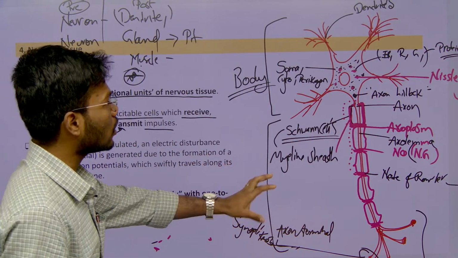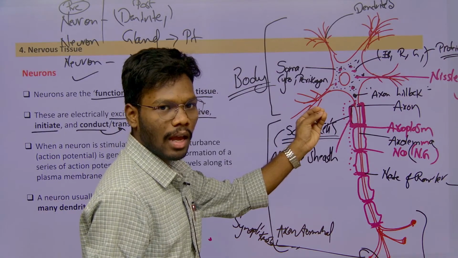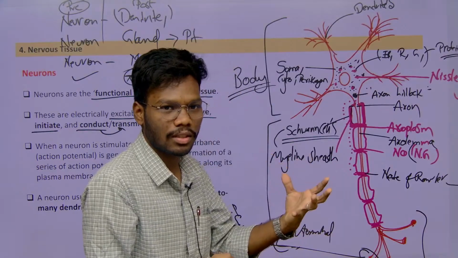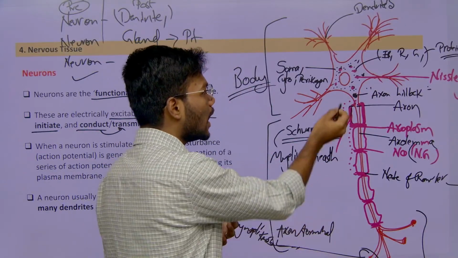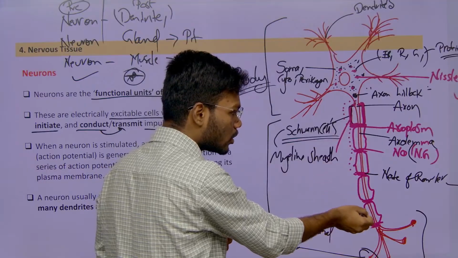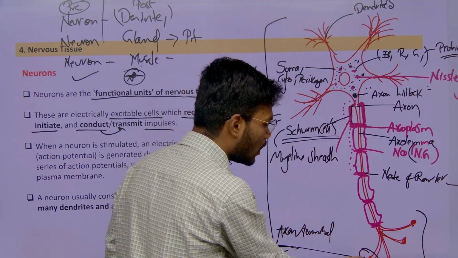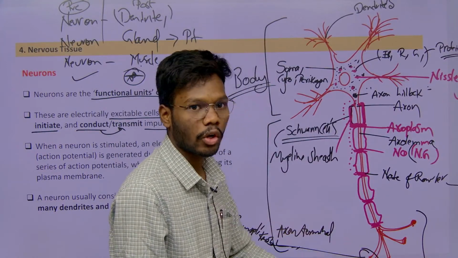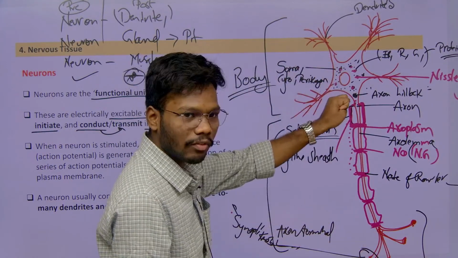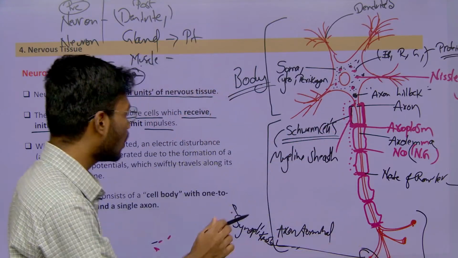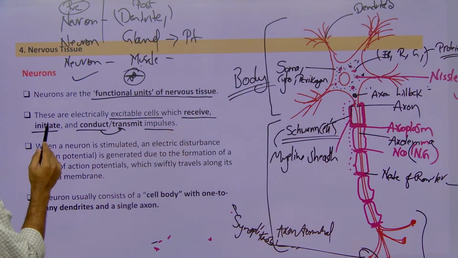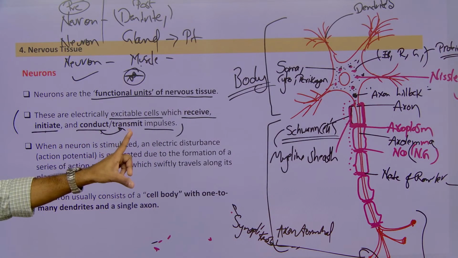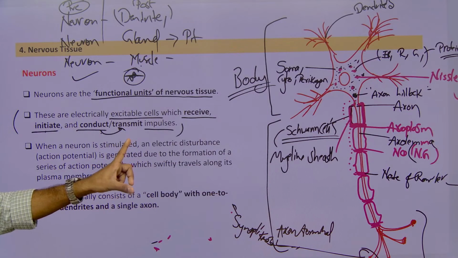So this neuron will receive the signal and initiate the signal, which means the axon hillock will be initiating that signal. It will transmit the signal along the axon and release the neurotransmitter, which means it is conducting the impulse from one neuron to another neuron. It is taking the information and sending the information. That is what they are telling: receiving, initiating and conducting the impulse is done by the nervous tissue.